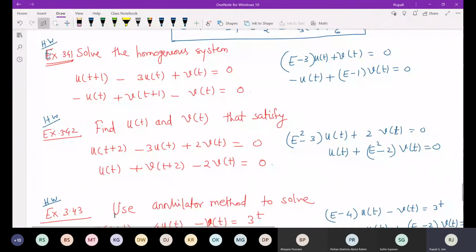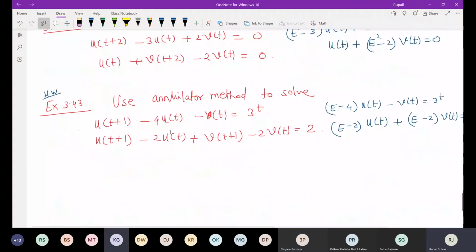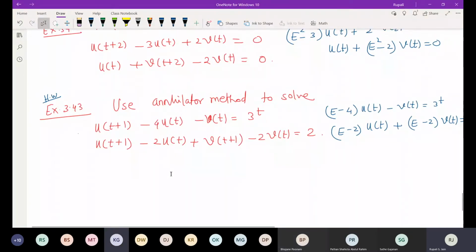So now homogeneous, at least you have solved these two. The annihilator method again you can use like in the previous example. So today you can try.